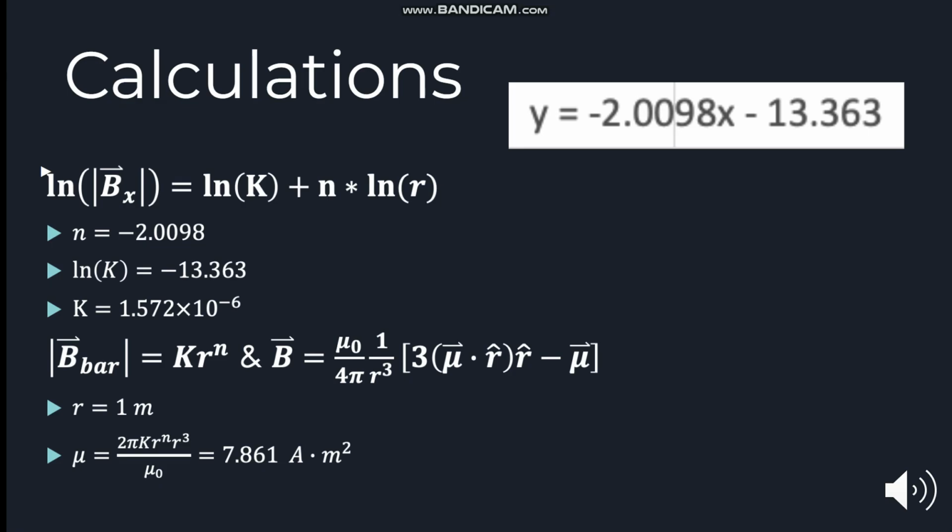So, calculations. We have ln Bx equals ln k plus n times ln r, and we have our n value, and then we raised both sides to e to get k equals 1.572 times 10 to the negative 6, and we found the magnitude of the magnetic field of the bar, and we found r equals 1 meter, and mu equals 7.861 amps times meter squared.